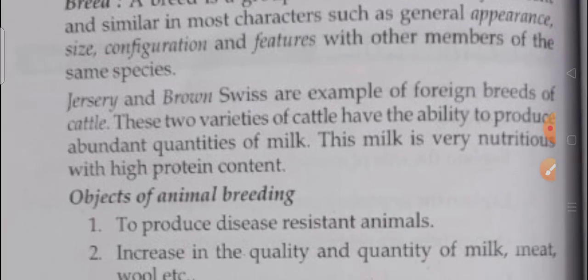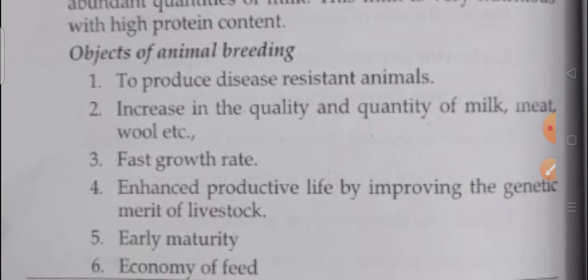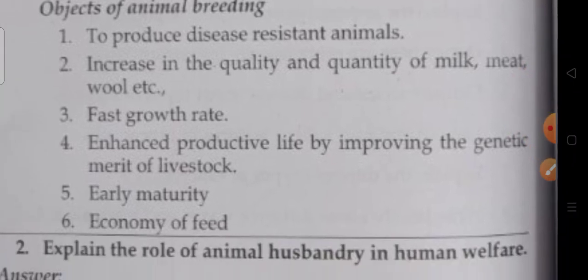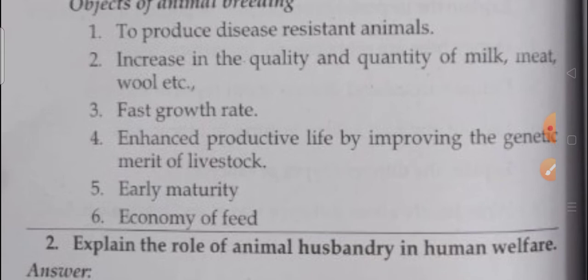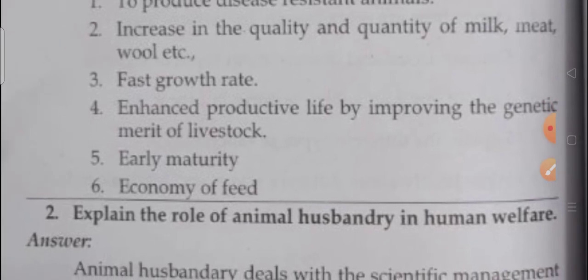Jersey and Brown Swiss are examples of foreign breeds of cattle. These two varieties of cattle have the ability to produce abundant quantities of milk. The milk is very nutritious with high protein content. Objectives of animal breeding: to produce disease resistant animals; increase in the quality and quantity of milk, meat, wool; fast growth rate; enhance productive life by improving the genetic merit of livestock; early maturity; economy of feed.